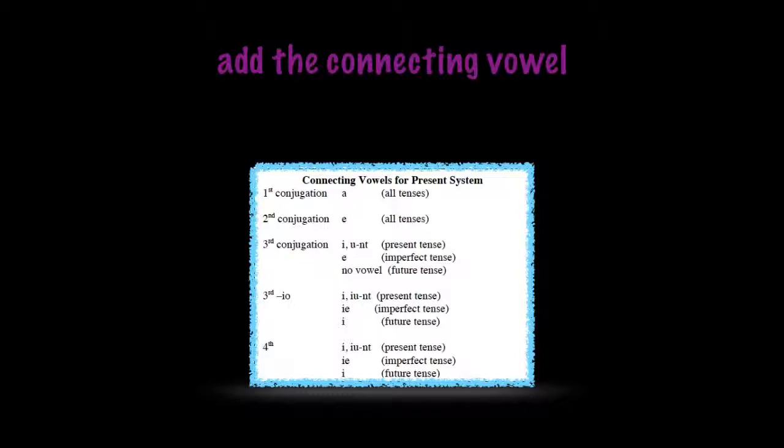For example, look at third conjugation and how it uses I as a connecting vowel, but U in the present tense when the ending changes to NT. Always use this chart to help you determine what connecting vowel to add to the base of your verb. Now let's take a look at the final step, which is to add the required endings.